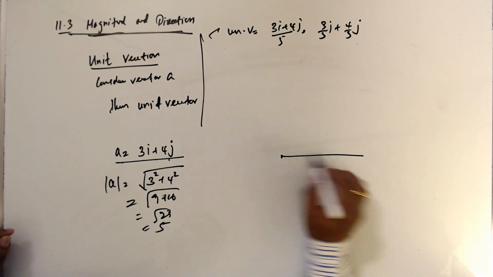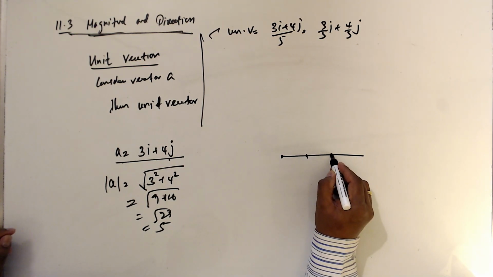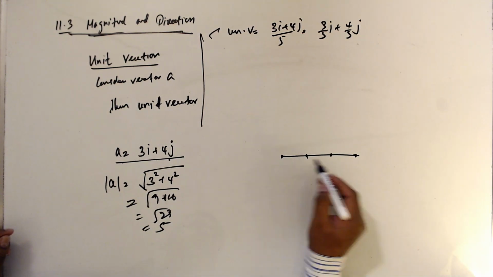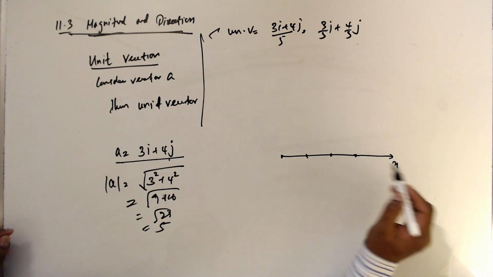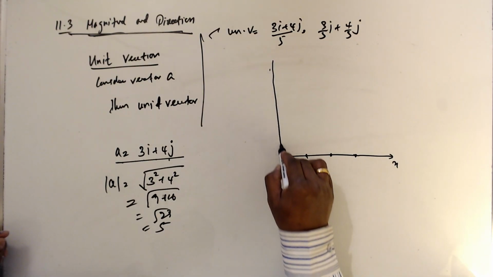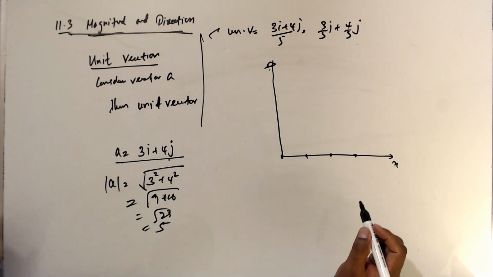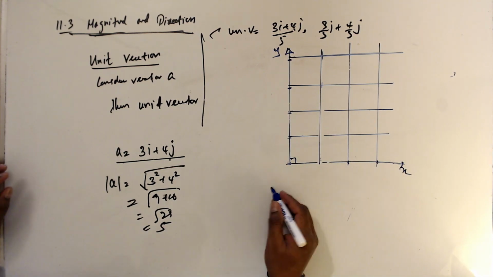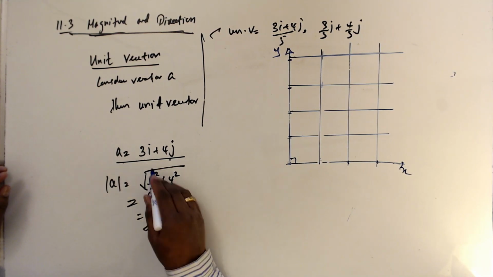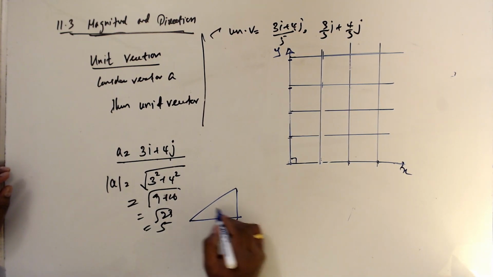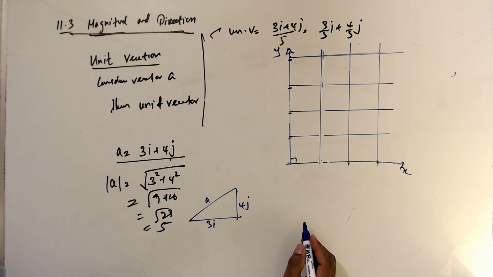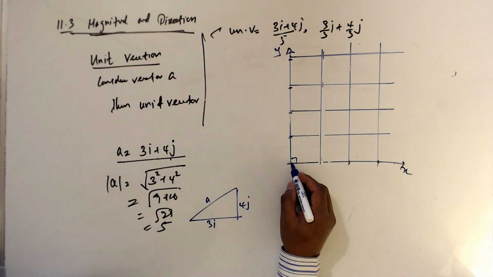This is on the xy plane. 1, 2, 3. This is a unit, 3 units. And I'll extend it to this one. This is x. This is y. I change the grid, and now this one is A, 3i plus 4j. I bring this one to the xy plane, and this point is going to be here.